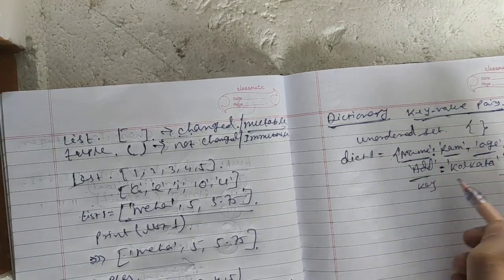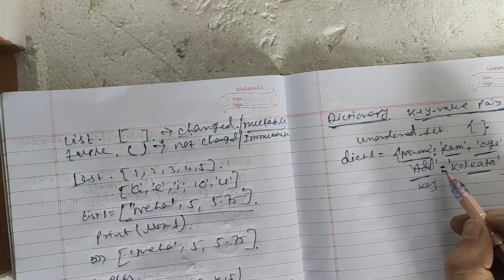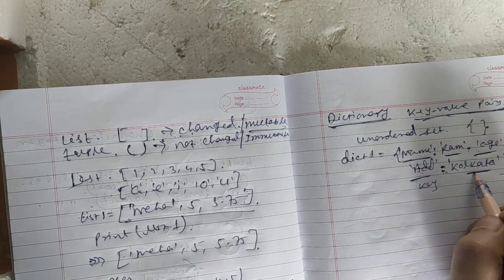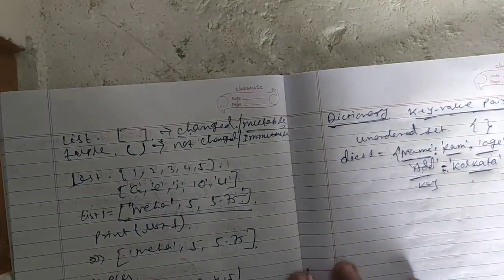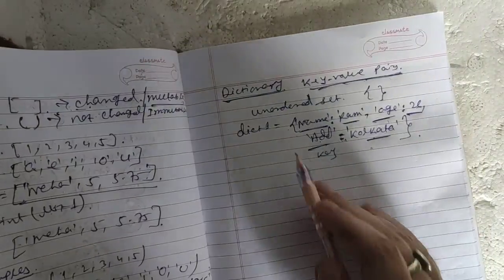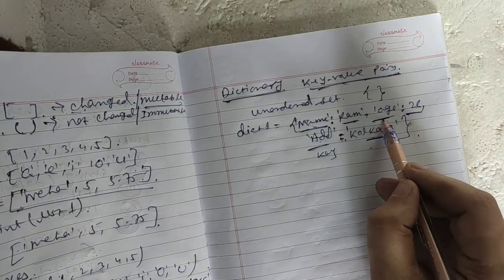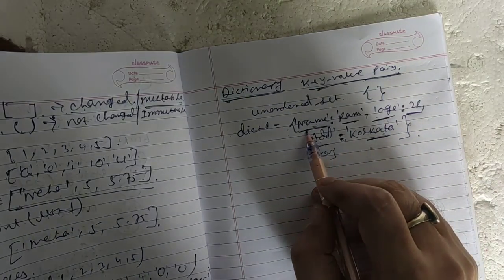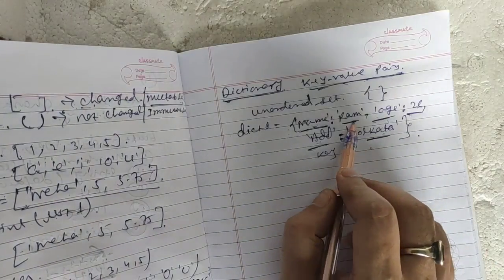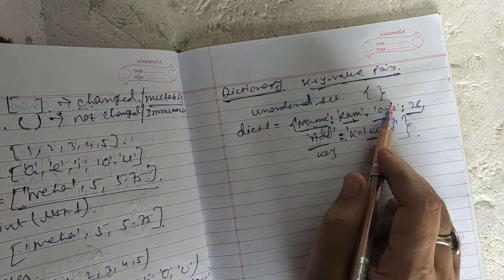So this is a key, this is a value, this is a key, this is a value. Whatever is on the left side of the colon is a key, and the right side of the colon is a value. That's why it is called key value pairs, and it's represented using curly braces.